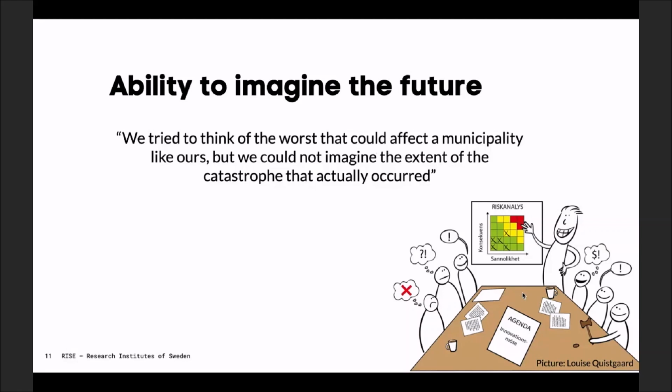Even if this was an interview that I did more than 10 years ago, similar statements come up a little now and then in my research. And I mean, this is not just relevant for the local level. We always seem to fail with imagining the future.